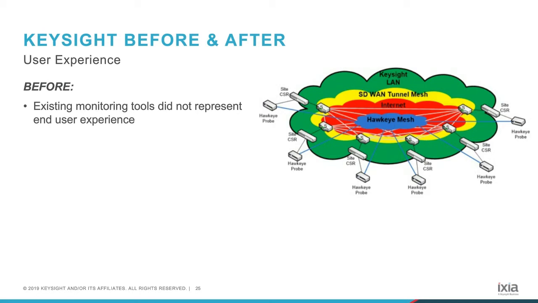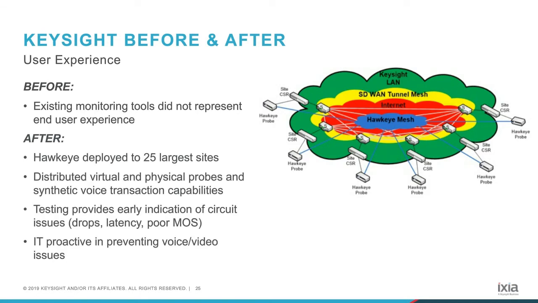In our first use case for Hawkeye, we're implementing its capability to generate synthetic voice calls to act as an early indicator of circuit problems that could be impacting the real-time voice service we provide to our end users. We've deployed both virtual and physical Hawkeye probes at Keysight's 25 largest, most critical locations, and have configured Hawkeye to run a full mesh synthetic voice test every 5 minutes. That's 600 plus test calls every 5 minutes.